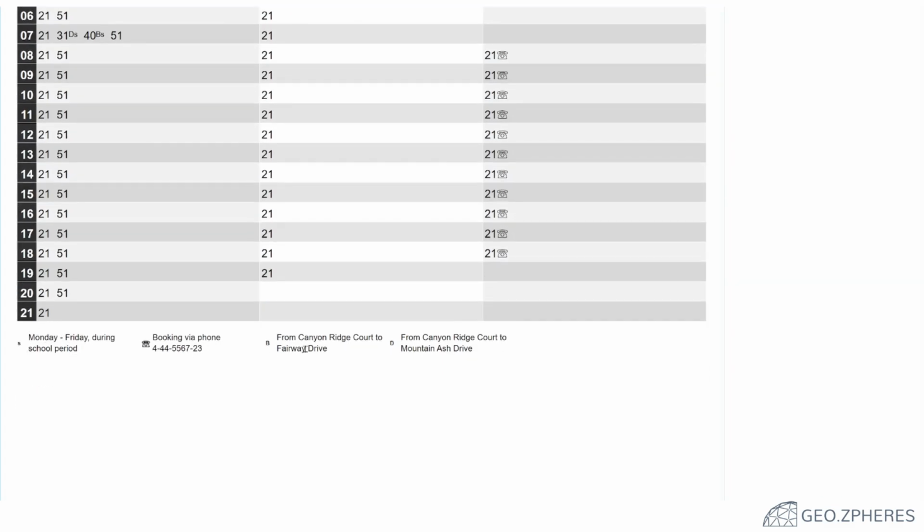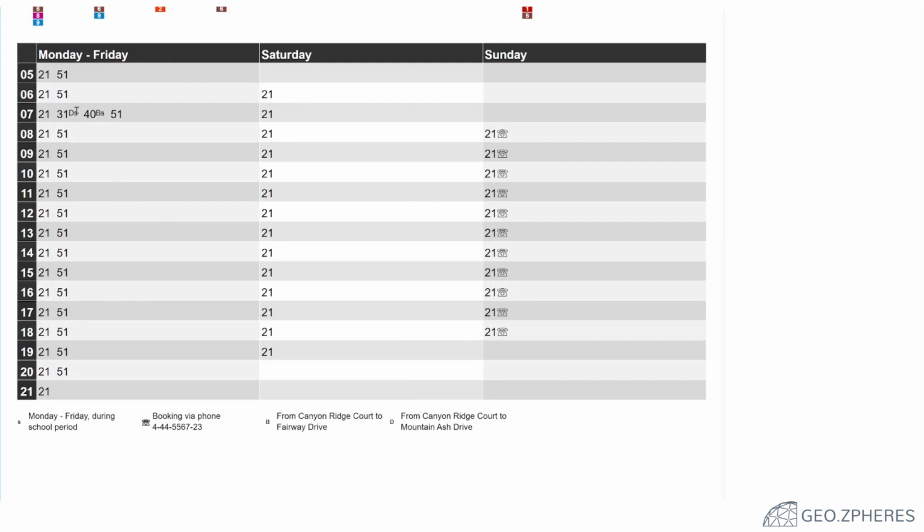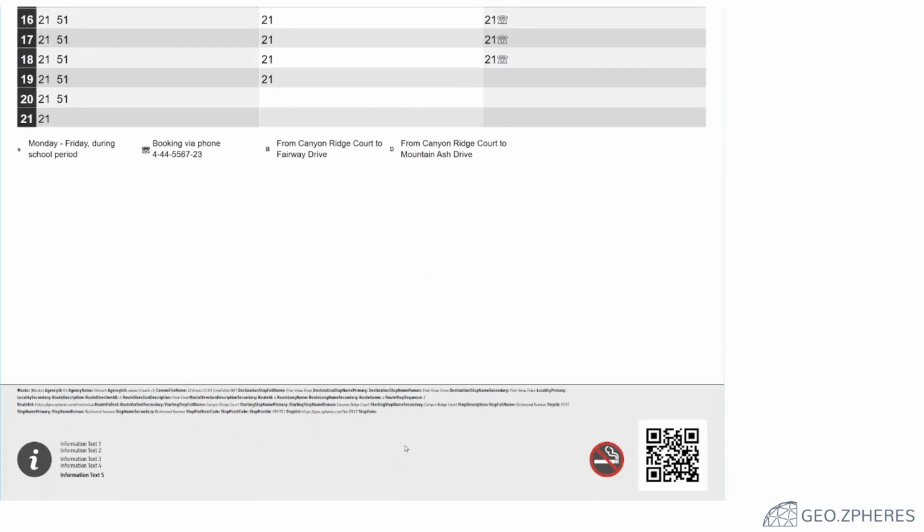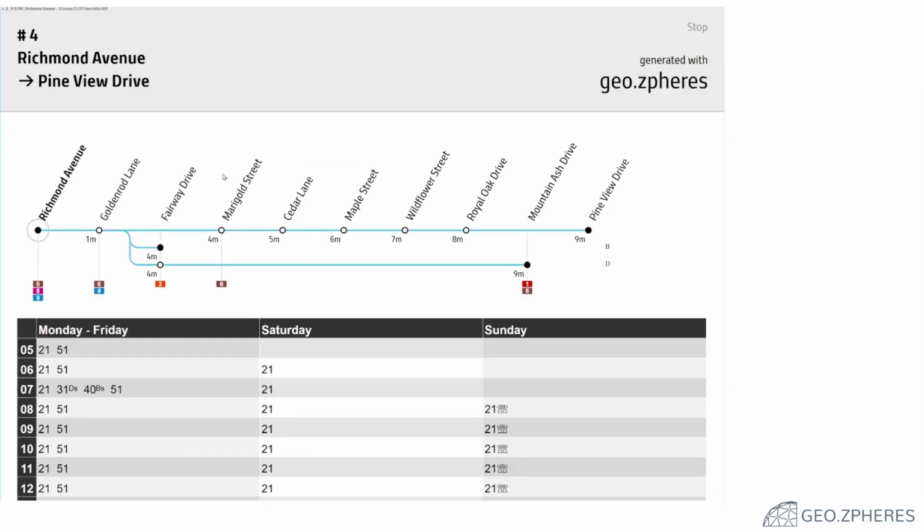We have here quite a few annotations. You see the little symbols inside the timetable. They are basically here generated. We generated the footnotes. And we have here at the bottom a footer with a QR code. This is something to understand a bit more in other short videos.